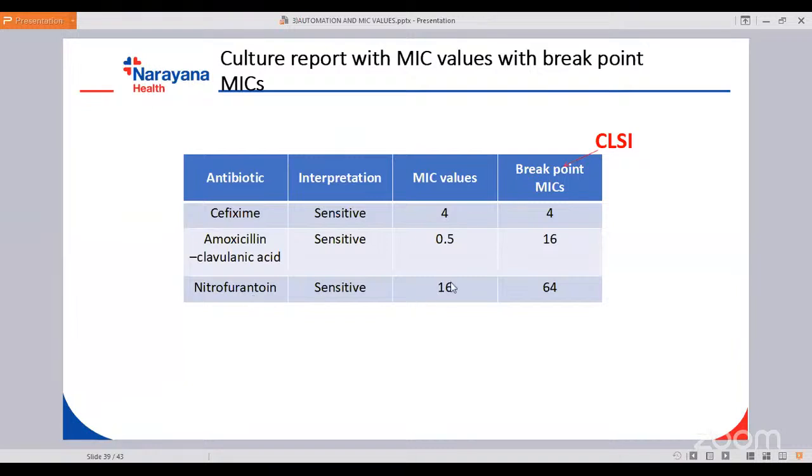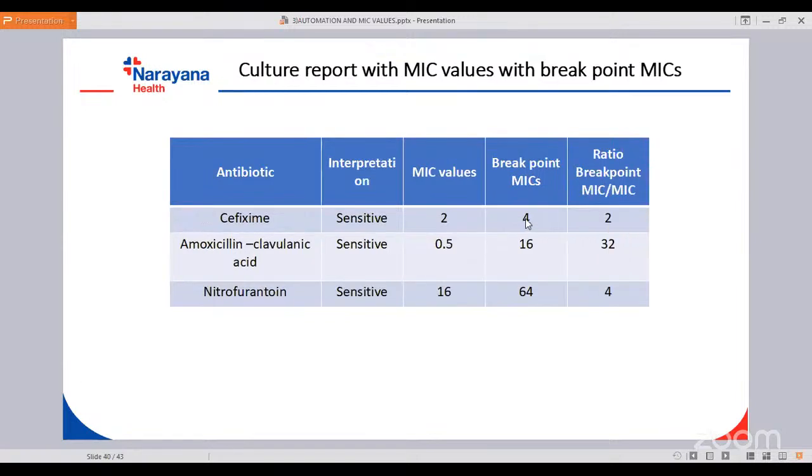Coming to nitrofurantoin. You got an MIC value of 16. CLSI tells you that the breakpoint MIC is 64. So you need to compute in your mind a ratio between the breakpoint MIC and the MIC value. So a breakpoint MIC of 4 and 2 is going to be 2. 16 upon 0.5 is going to be 32. And 64 upon 16 is going to be 4.